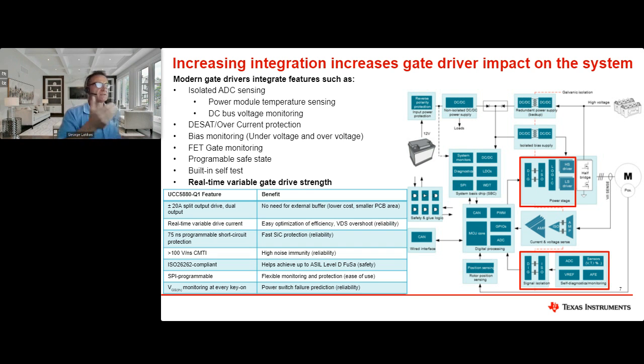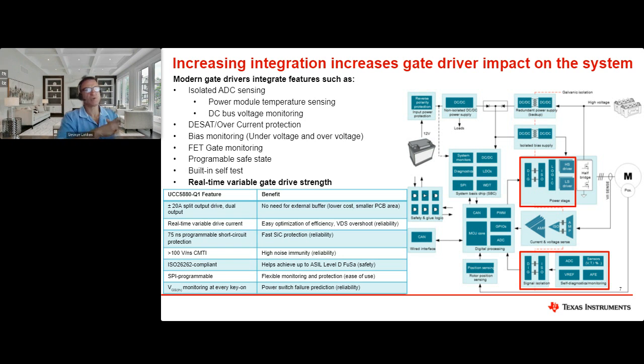On top of that, what we're talking about today is a feature we call real-time variable gate drive strength. This is a product that I will introduce today as part of the solution to these design challenges, called UCC5880-Q1. You will find it on the web. We're in the pre-release phase today, and we will be releasing to full production by the end of the year.